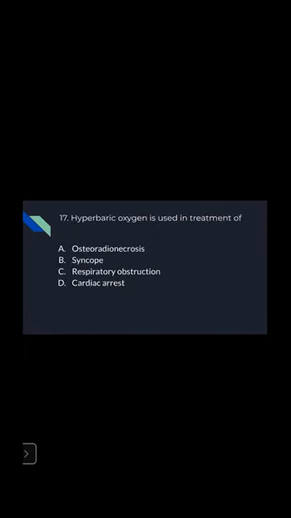Question 17. Hyperbaric oxygen is used in treatment of A. Osteoradionecrosis, B. Syncope, C. Respiratory obstruction, D. Cardiac arrest. And the answer is A. Osteoradionecrosis. Question 18. Sensitivity to local anesthetic is greater in, options are A. Type B fibers, B. Type C fibers, C. Type A delta fibers, D. Fibers supplying the muscle spindles. And the answer is A.